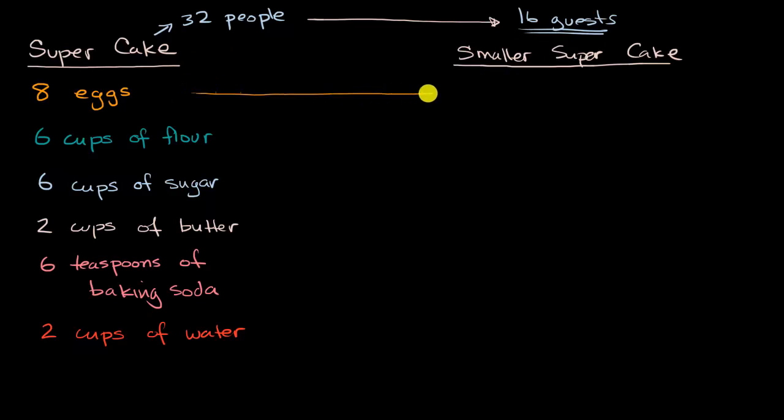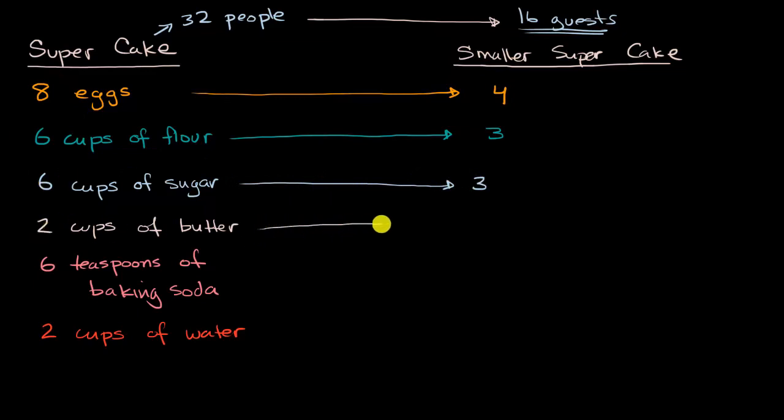Instead of 8 eggs for our smaller super cake, you could have 4 eggs. Instead of 6 cups of flour, you could have 3 cups of flour. Instead of 6 cups of sugar, you could have 3 cups of sugar. I'm just taking half of each of these numbers. Instead of 2 cups of butter, you could have 1 cup of butter. Instead of 6 teaspoons of baking soda, you could have 3 teaspoons of baking soda. And last but not least, instead of 2 cups of water, you could have 1 cup of water.